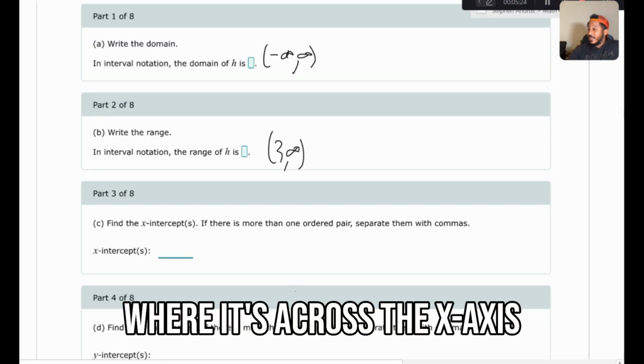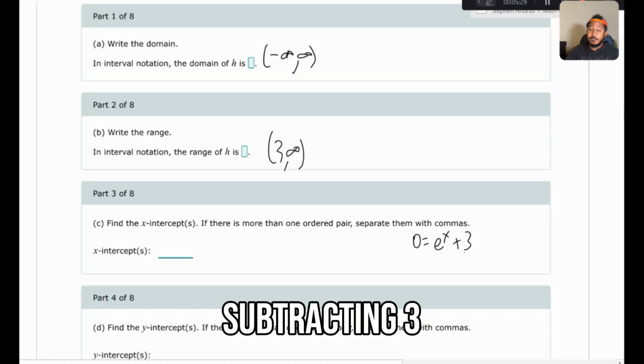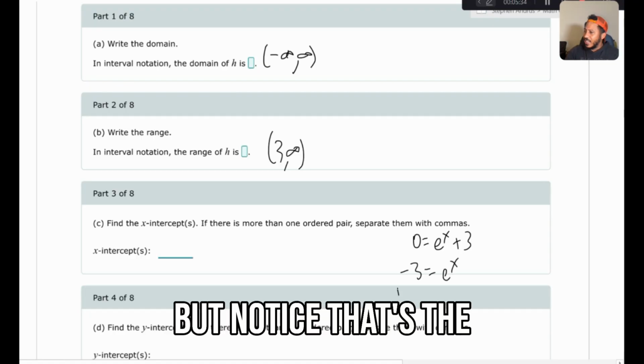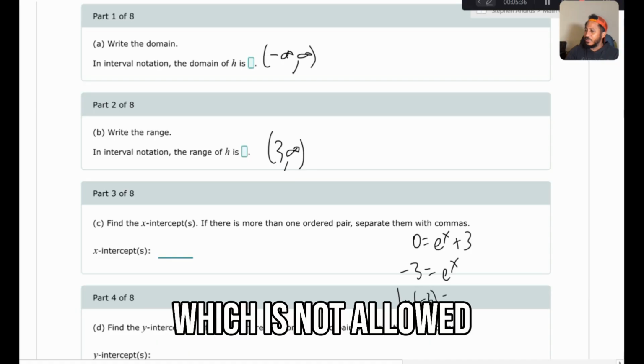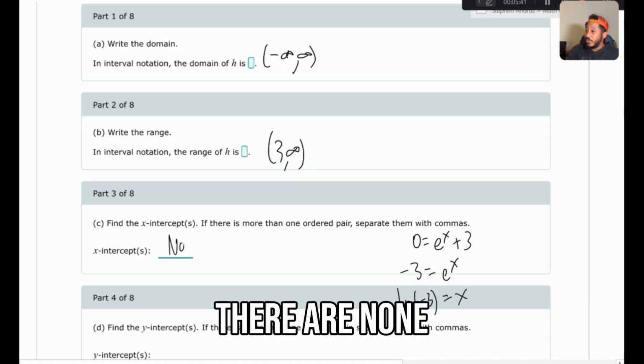X-intercept, where it crosses the x-axis, we have to set the function equal to 0. 0 equals e to the x plus 3. Subtracting 3, we get negative 3 equals e to the x. And then we have to ln both sides, but notice that's the ln of something negative, which is not allowed. And so there are no x-intercepts. Again, according to our graph, we kind of see that. So there are none as far as x-intercepts.